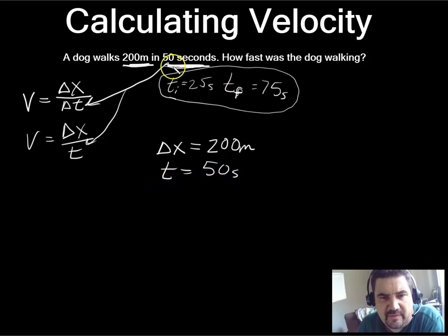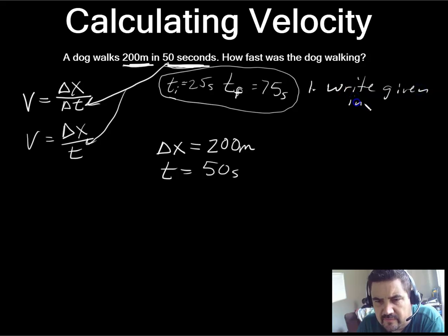And then we have to figure out, is there any other information that they're asking for? That's step 2. So step 1 is write down the given info. Step 2, what are they looking for?